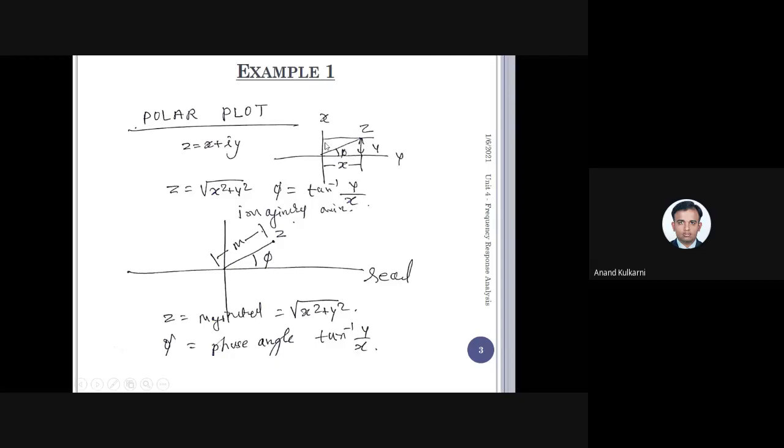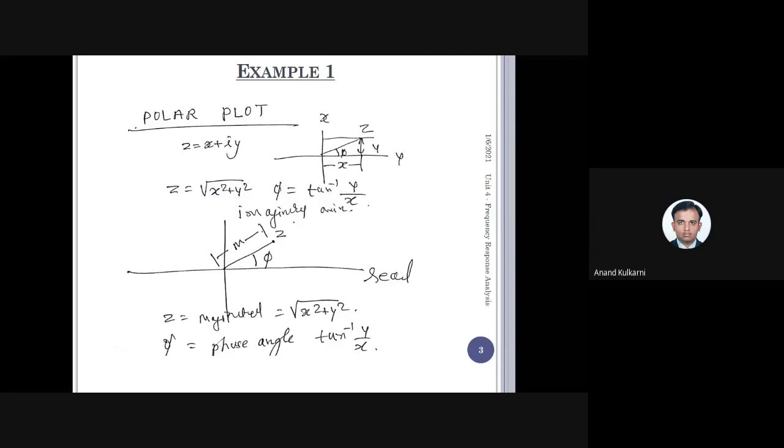That phase angle is given by tan inverse of opposite side upon base, that is y upon x, or that is imaginary coordinate divided by real coordinate. So another difference is to identify that we are going to plot the polar plot. That means plot in the polar coordinates. So the axis name is also changed.